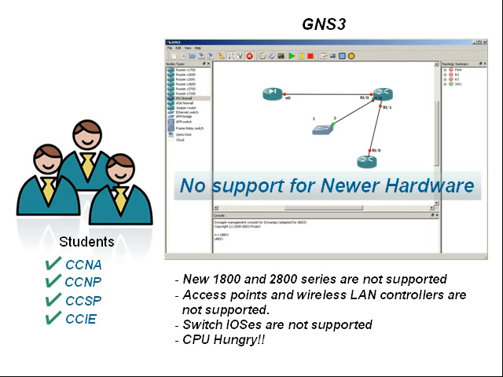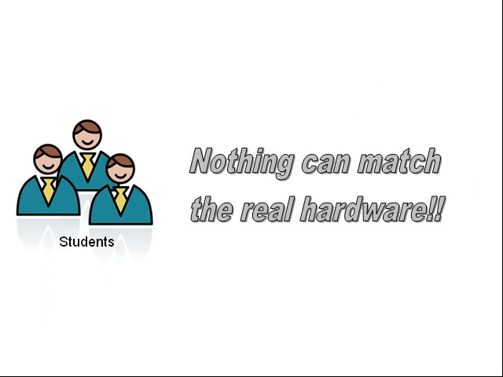And by the time these limitations are gone, Cisco would probably have released a new series of hardware. Leave alone the CPU intensiveness of GNS3. At the end of the day, it's well known that nothing can really match real Cisco hardware.